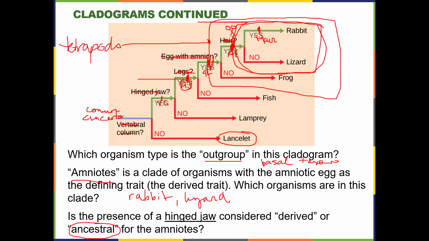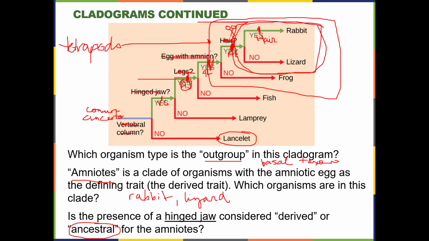And then what trait could you name that would be ancestral? Ancestral means came before, so you've got to go back in time, go earlier on the tree. So an ancestral trait for the tetrapods, you could say hinged jaw, that would be correct. You could say vertebral column, that would be correct. It has to be something that came before, but not the trait that is the defining trait of the group. So tetrapods, four legs is the derived trait, hinged jaw and vertebral column are ancestral.